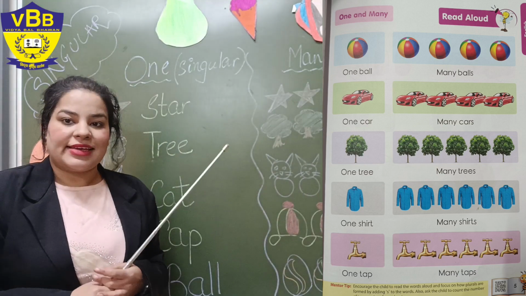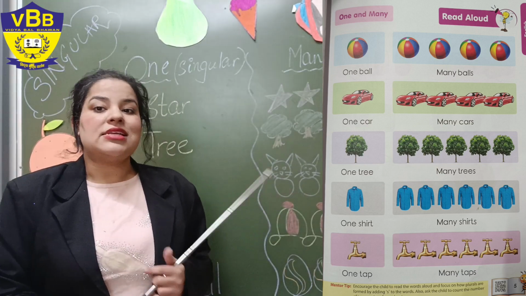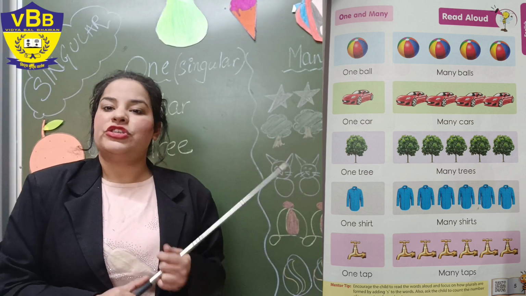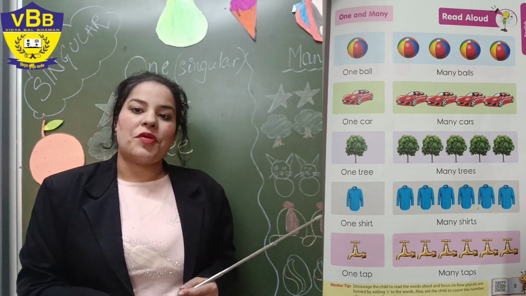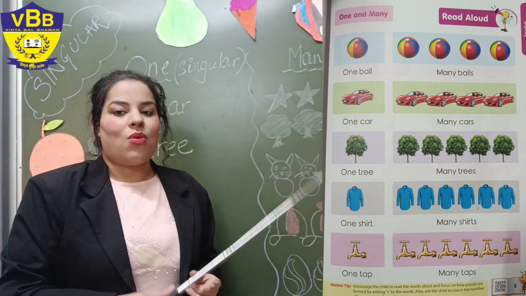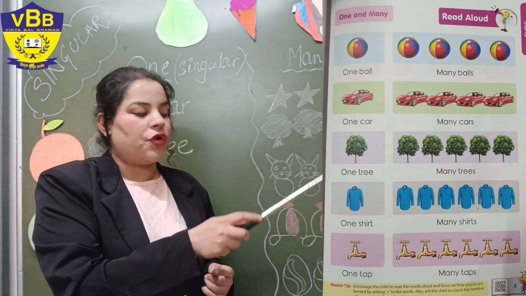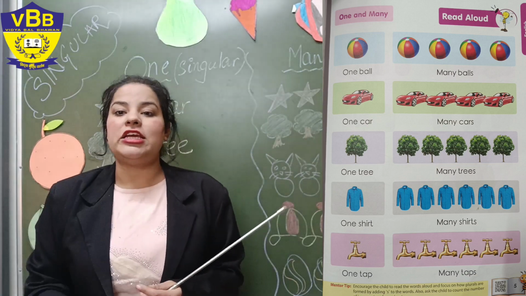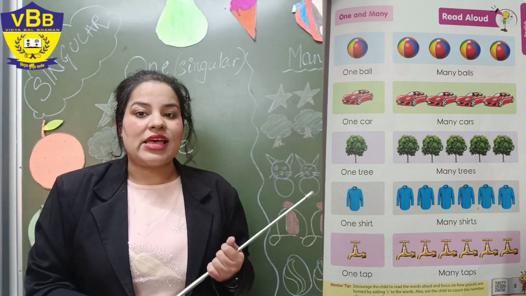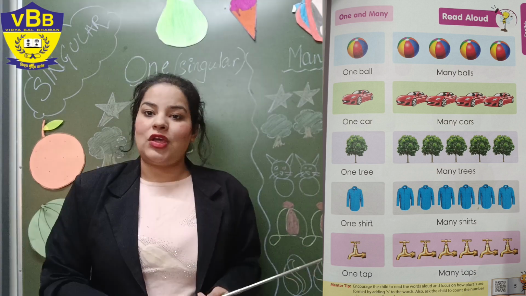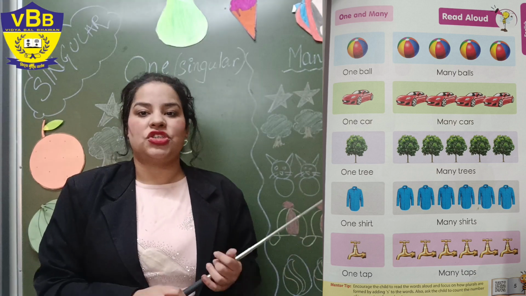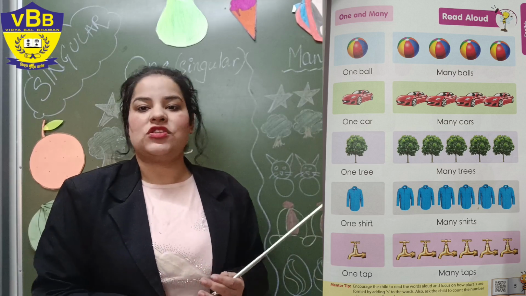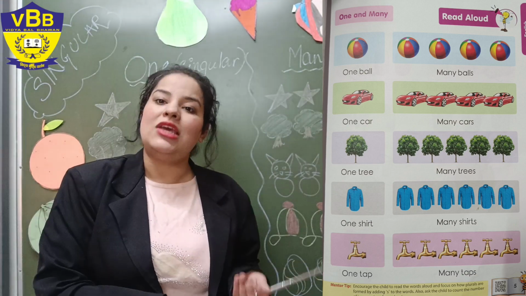Now the next one. On the left side, this is a shirt. And how many shirts are there? 1. So this is one shirt. And on the other side, how many shirts are there? Let's count, children. 1, 2, 3, 4, 5, 6. 6 shirts, or we can say many shirts. Why do we use S at the end of the word shirts? We use S at the end of the word because we generally use S when we change from one object to many objects.